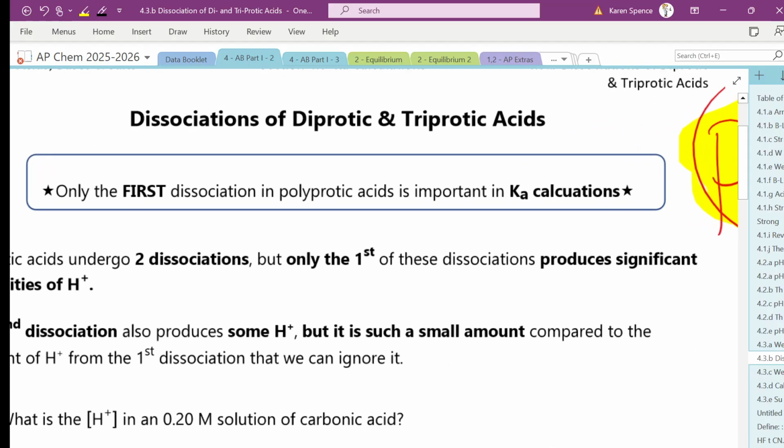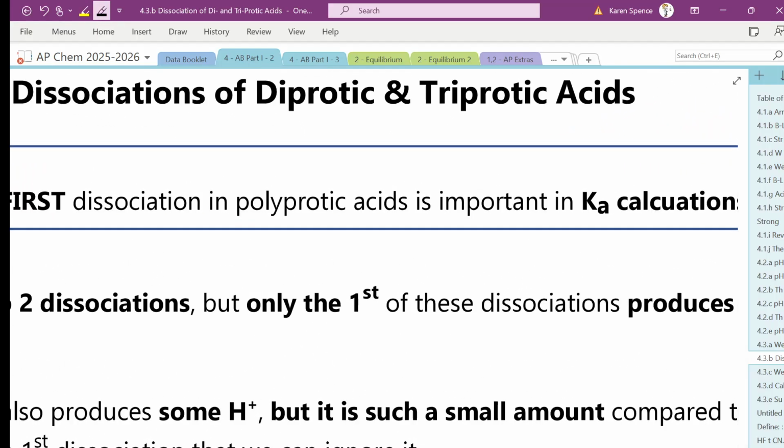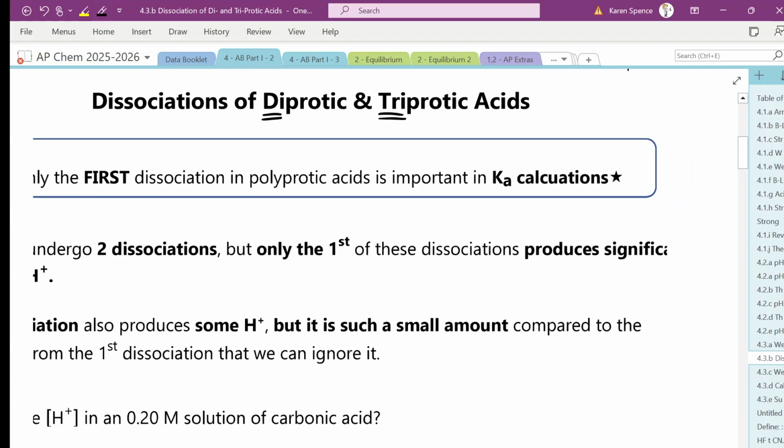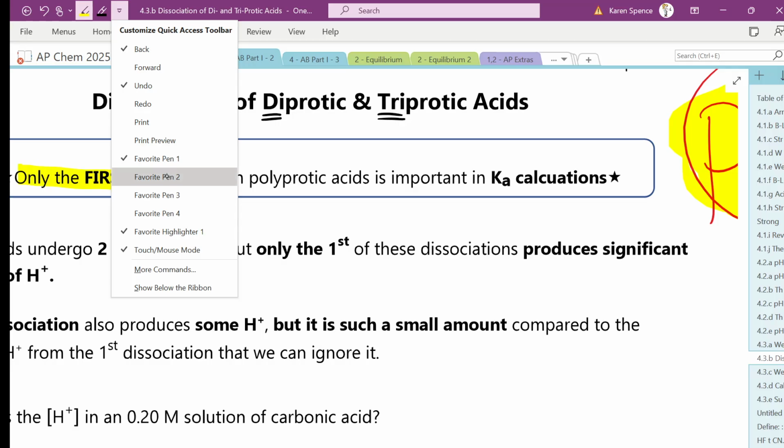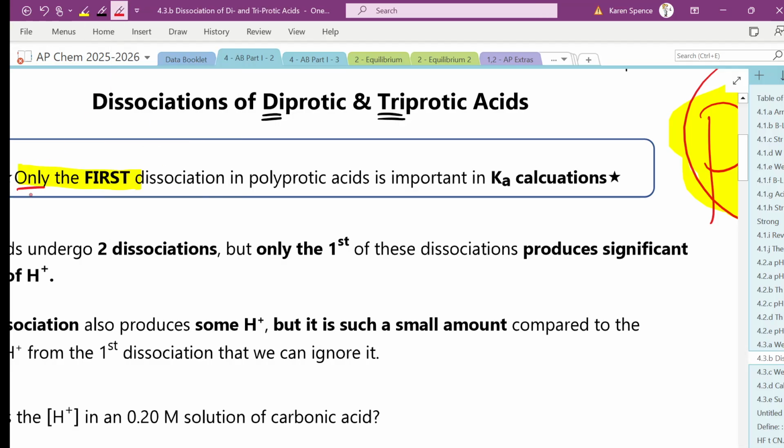If you have a diprotic or a triprotic acid, it is only the first dissociation that is important. Okay, so only the first dissociation in polyprotic acids is important in Ka calculations.